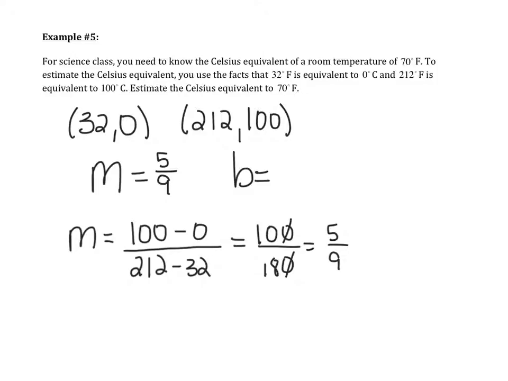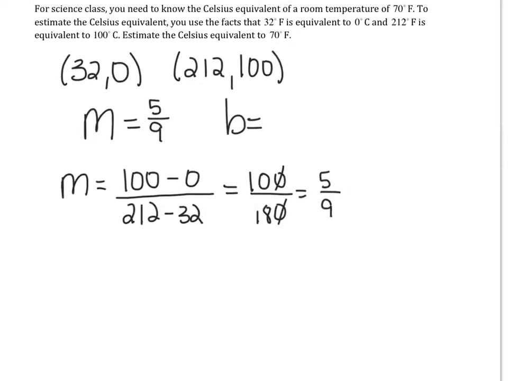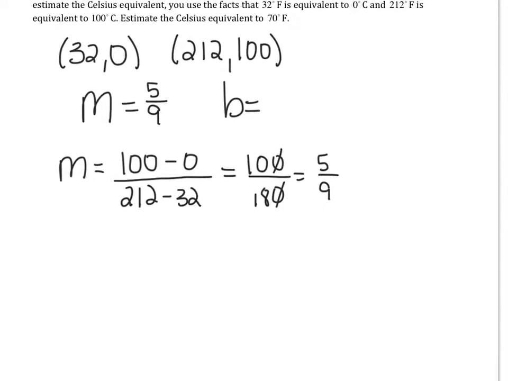I need to give myself a little more room to work here, so I'm just going to scroll up a little bit so that I can still see the problem. So again, I know that m is equal to 5/9. So far I have y equals 5 over 9x plus b. Neither of these points were the y-intercept. This would have been really nice if this had been 0, 32, because that would have been my y-intercept, but it was 32, 0, so that is not my y-intercept.